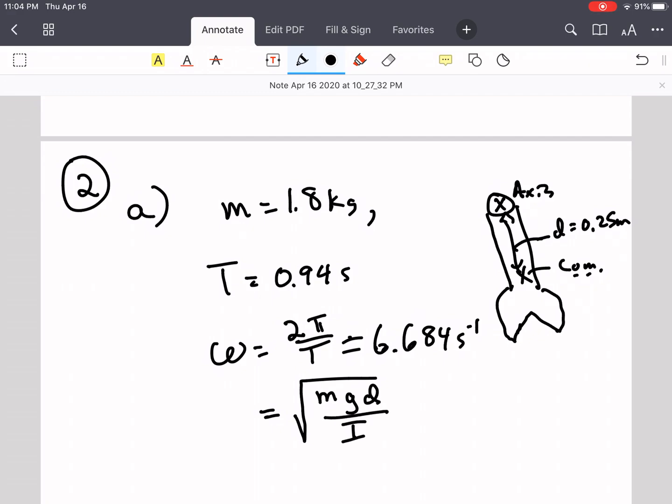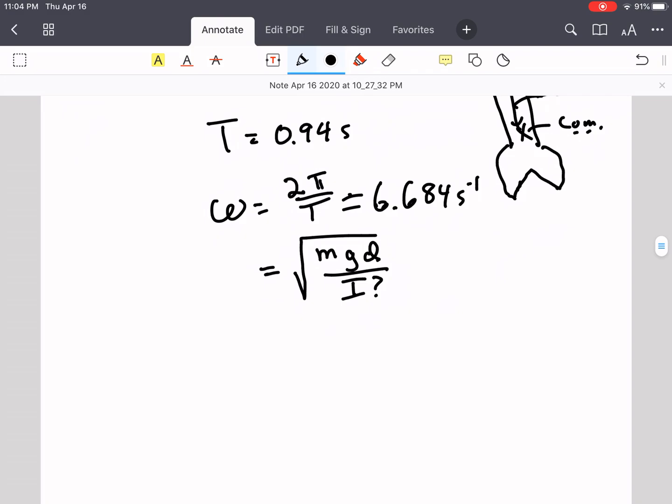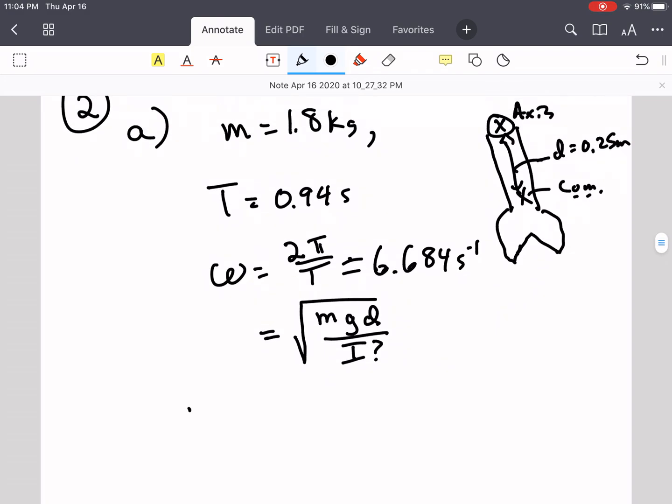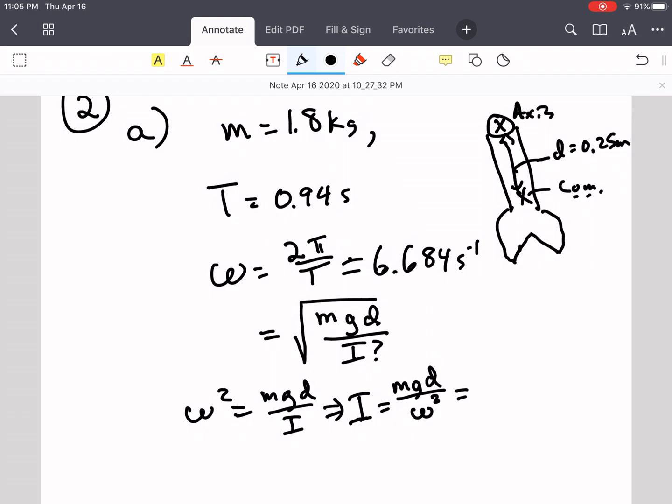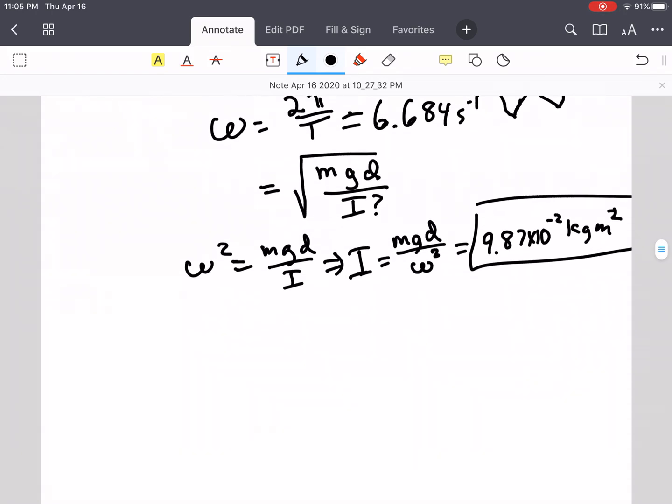And what does this part of the problem ask for? It asks for I. So we're almost ready to go. We know everything else in this problem. We just need to solve for I. So let's go ahead and do that. I have omega squared is equal to mgd divided by I. Multiply both sides by I, divide both sides by omega squared. I get I is mgd divided by omega squared. And then I just have to plug in some numbers. It turns out to be 9.87 times 10 to the minus 2, or 0.0987 kilogram meters squared, the weird units of moment of inertia. All right, so now part B.